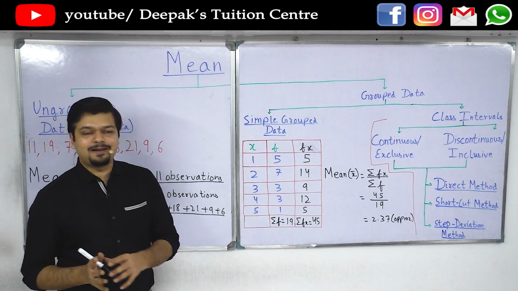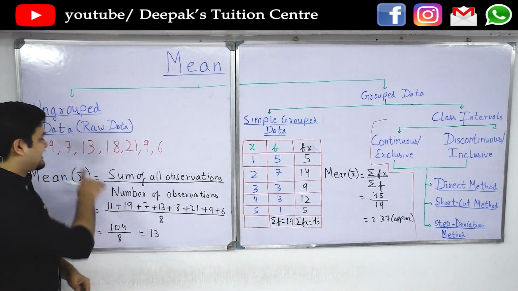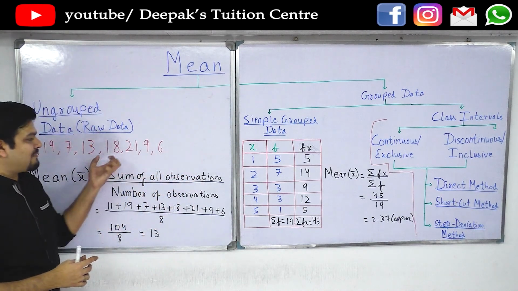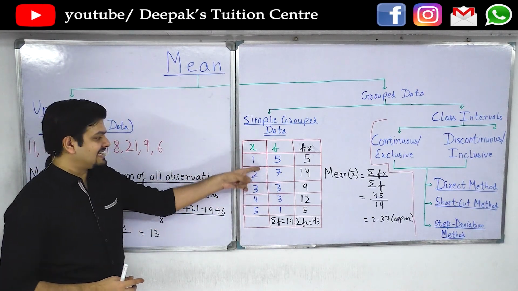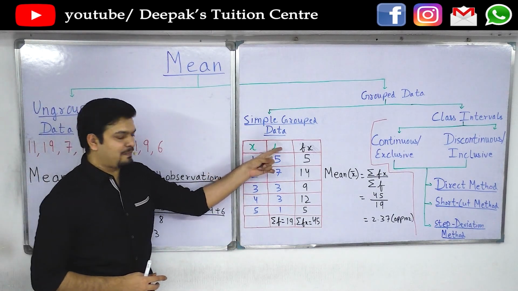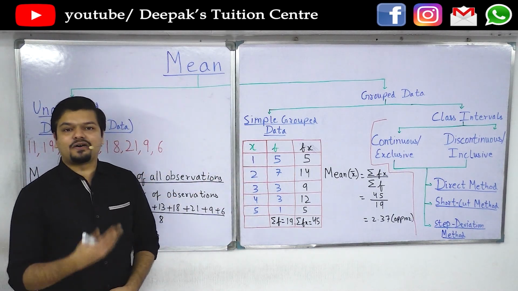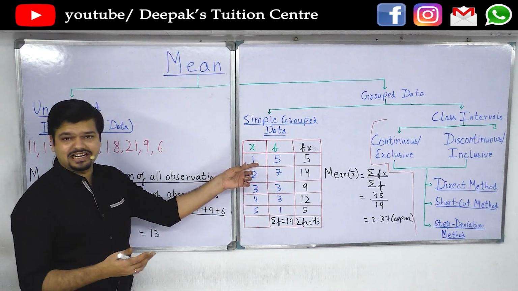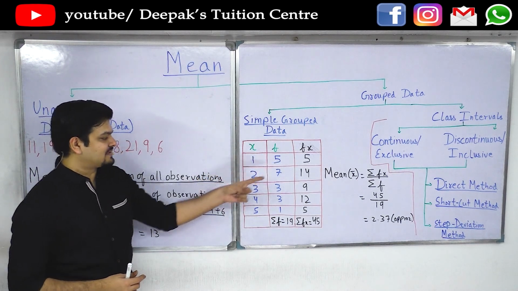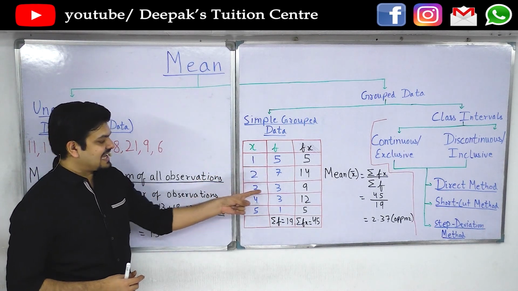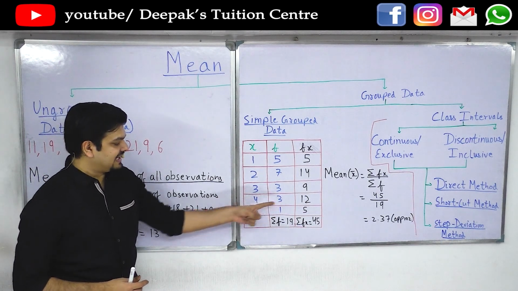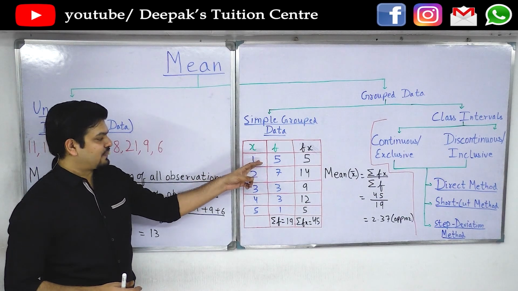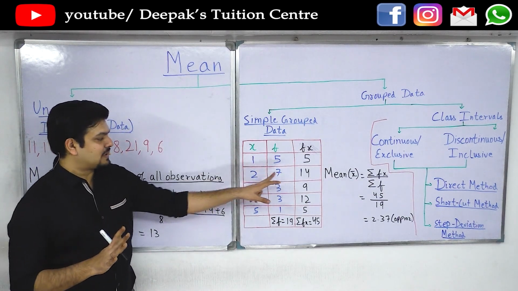What do X and F mean? X is the number that appears here. Like raw data, there are lots of numbers, and these numbers have been condensed into a table; these are the actual numbers. F represents the frequency of the numbers, that is how many times each number has appeared. To state it simply, 1 has appeared 5 times, 2 has appeared 7 times, 3 has appeared 3 times, 4 has appeared 3 times, and 5 has appeared 1 time.